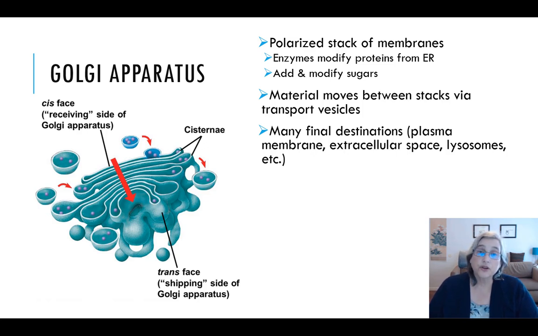So they might add sugars, they might modify sugars, they might add different types of functional groups to the proteins, but the processing is what is happening in the Golgi apparatus. It appears that material moves from stack to stack of the Golgi apparatus through transport vesicles until it gets to the end, and the material that buds off into these transport vesicles can then go to their final destination, which might be secreted outside the cell. It might be part of the plasma membrane.